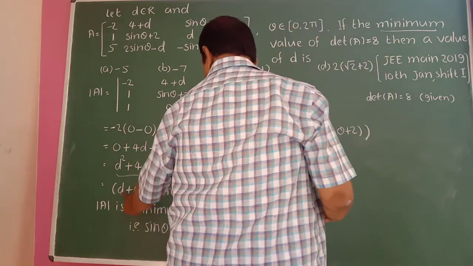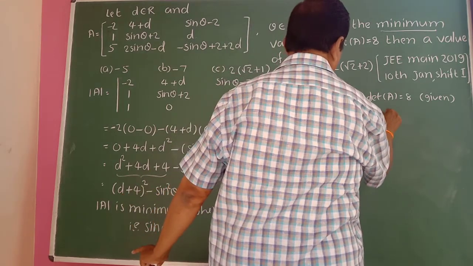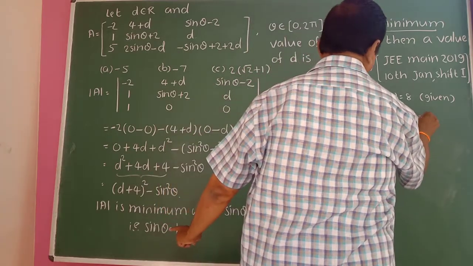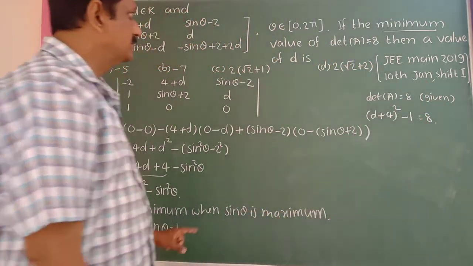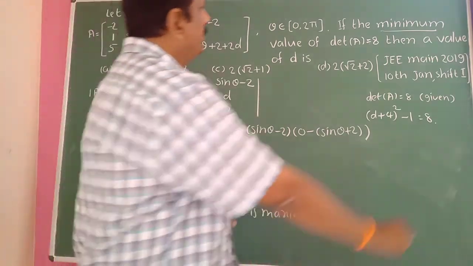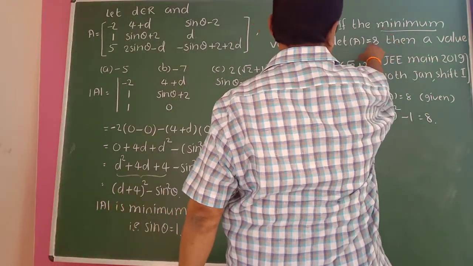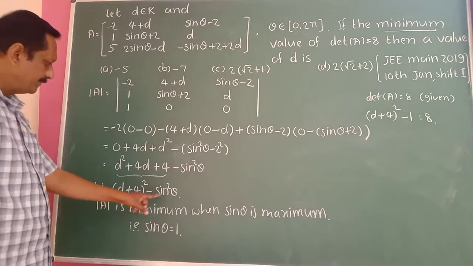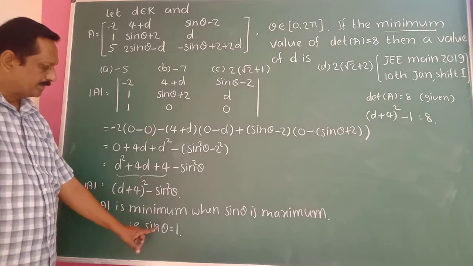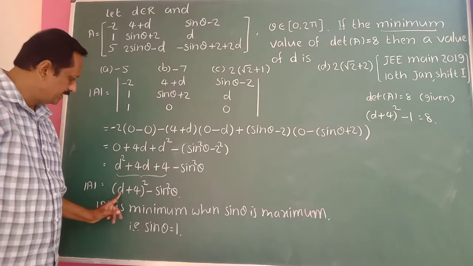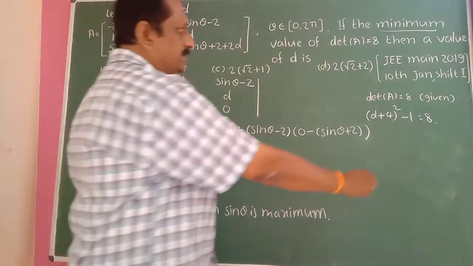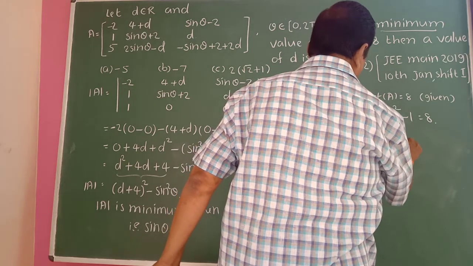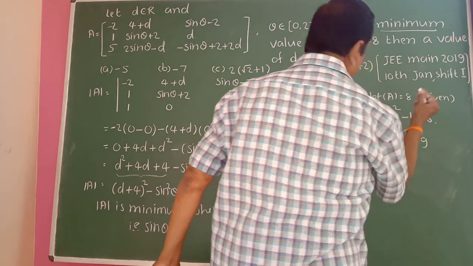Determinant of A means this here. D plus 4 whole square, d plus 4 whole square minus of 1 here. Minus 1 is equal to 8 here. Because they are already given here, minimum value of the determinant of A is 8 here. Therefore, determinant of A is this one here. Then this is a minimum when this is a maximum here. So maximum value of sin theta is 1 here. Hence d plus 4 whole square minus of 1 is equal to 8 here. Take minus 1 right hand side here. d plus 4 whole square is equal to 9.